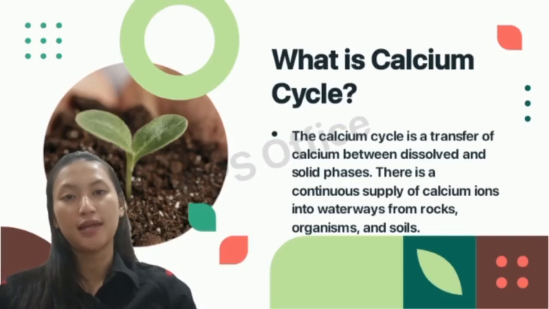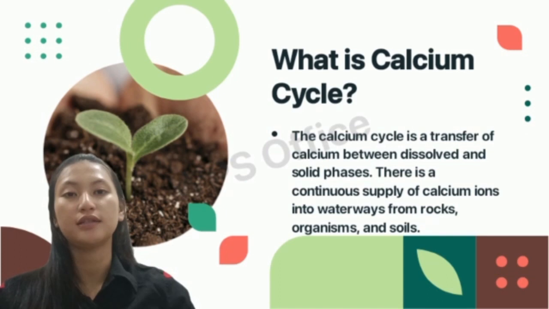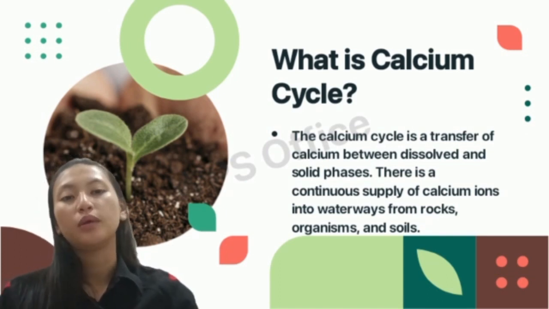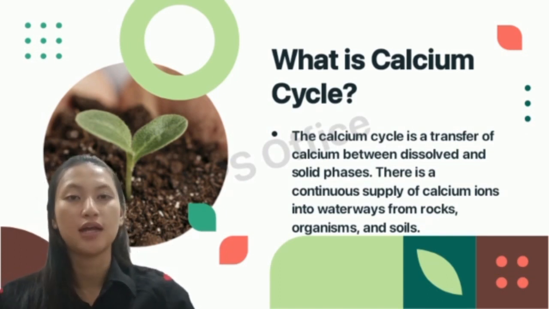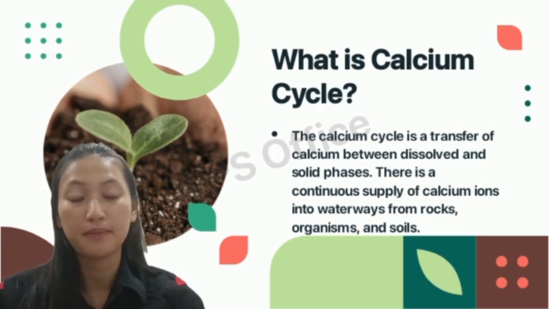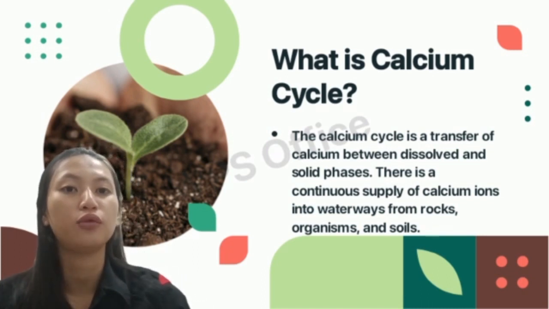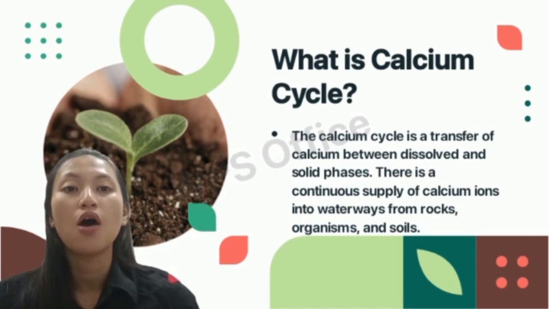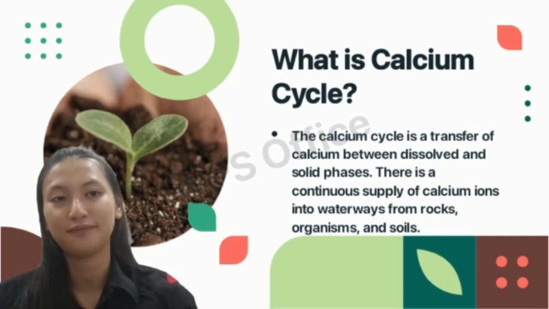What is the calcium cycle? The calcium cycle is a transfer of calcium between dissolved and solid phases. There is a continuous supply of calcium ions into waterways from rocks, organisms, and soil.